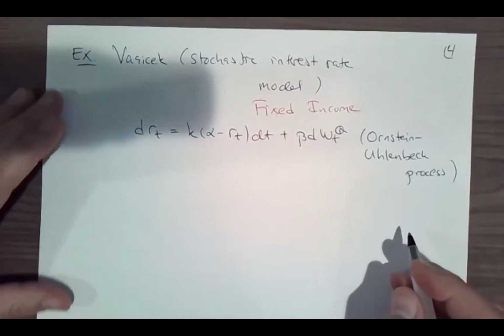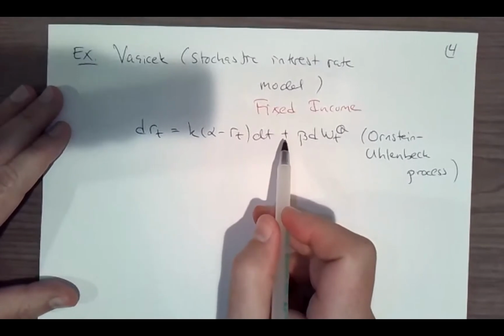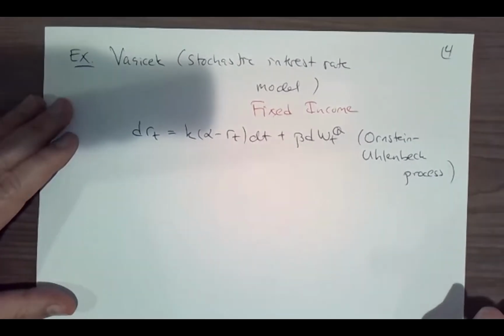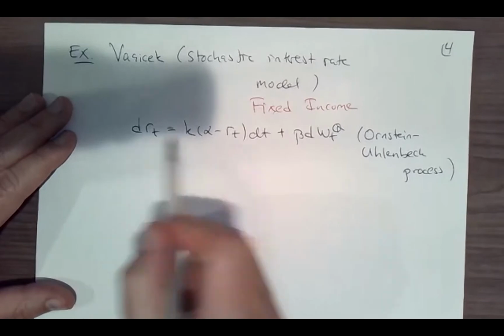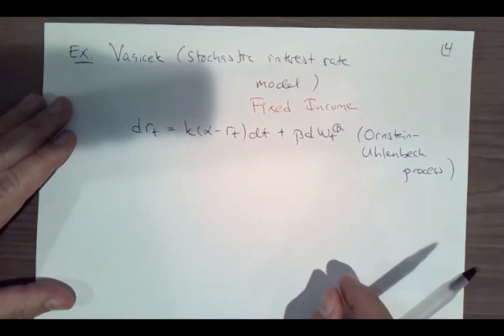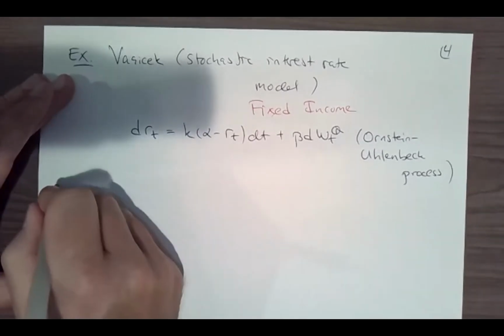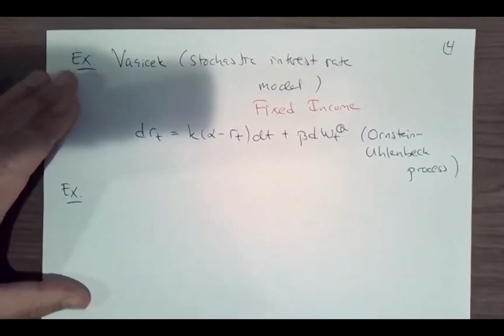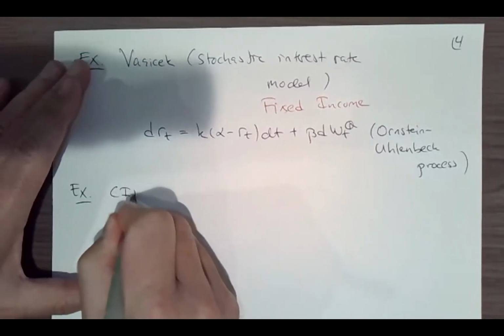Academics, they prefer a different one, right? Because this here is Gaussian. We talked about the Ornstein-Uhlenbeck process being a Gaussian process. So this is a normally distributed interest rate. And academics sometimes prefer to have non-negative interest rates. So the alternative there is this CIR model.